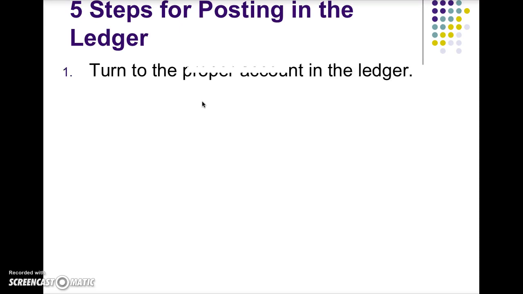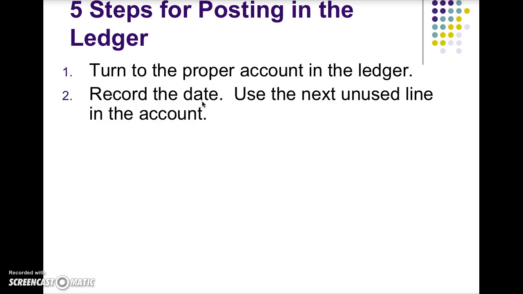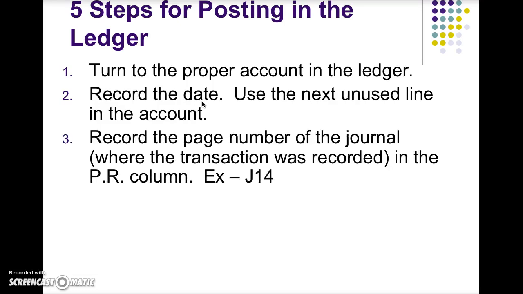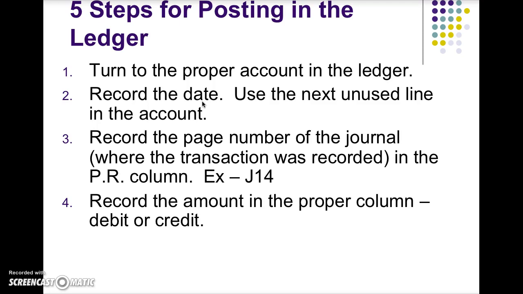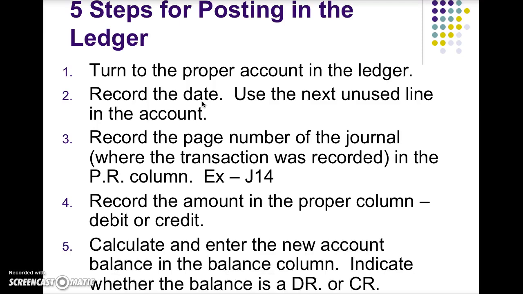They include: turn to the proper account in the ledger, record the date, record the page number of the journal, record the amount in the proper column, either a debit or credit, calculate and enter the new account balance in the balance column, and indicate whether this balance is a debit or a credit.